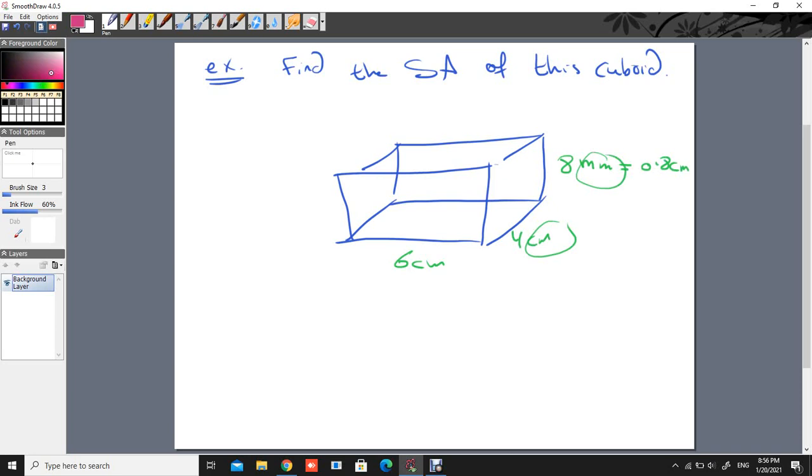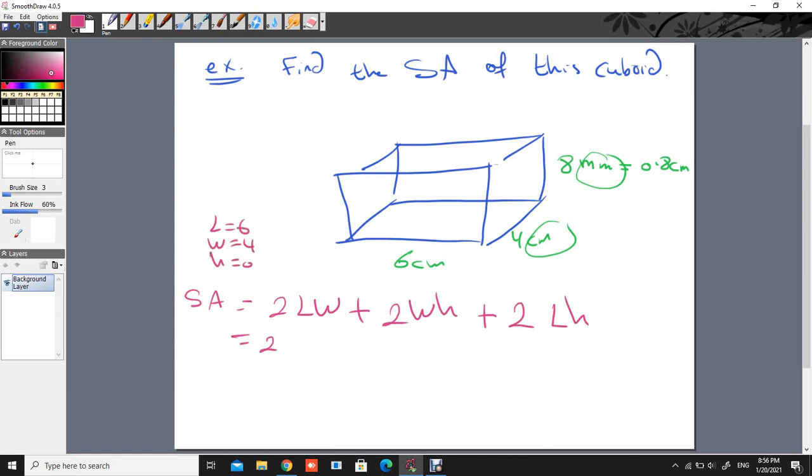Now the surface area equals 2 times length times width plus 2 times width times height plus 2 times length times height, equals 2 times, the length is 6, the width is 4, plus 2 times the width is 4, the height is 0.8, plus 2 times the length is 6, the height is 0.8.